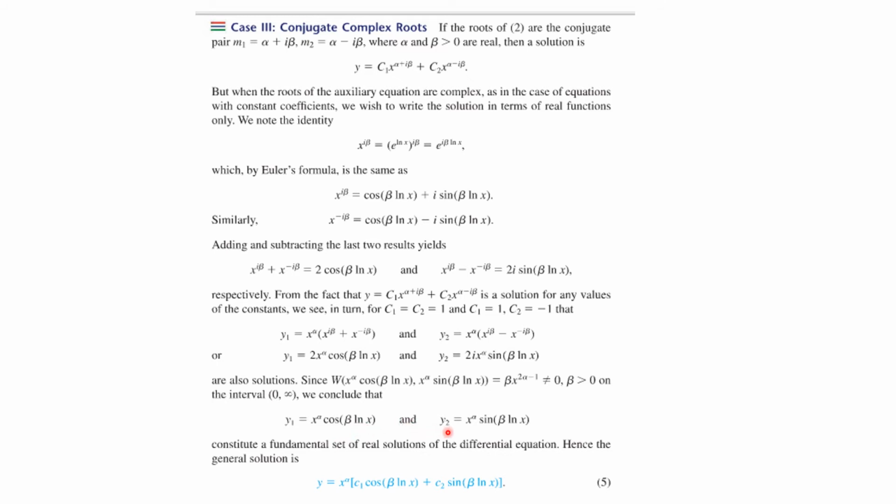And we find out that y2 is going to be x to the alpha times the sine of beta ln x, and this constitutes a fundamental set of real solutions. So the general solution is a linear combination of those. And again, you see we factor out the x to the alpha and tend to put the constants inside, being multiplied by the sine and the cosine.